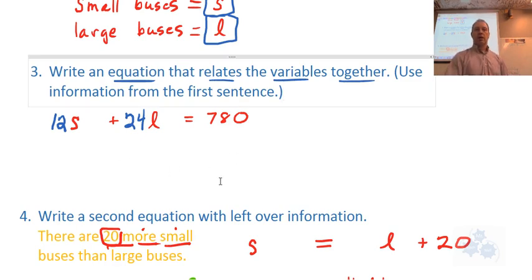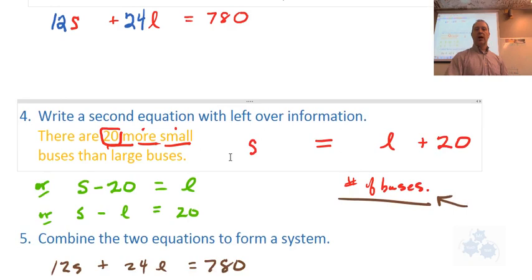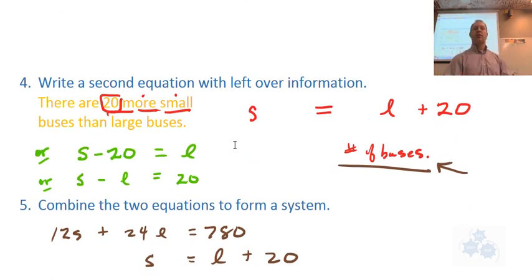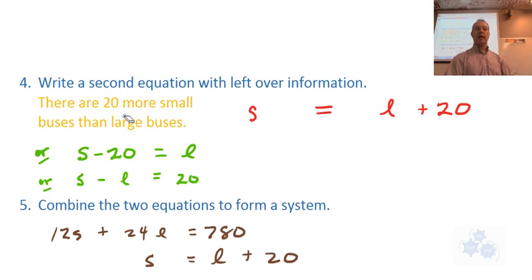All right. Okay, so the second equation comes from the leftover information. The second part of the question usually talks about the second equation. There are 20 more small buses than large buses. Okay, so I went over this in the previous page with you. If we need to make an equation relating small buses and large buses, you could do it a number of different ways, okay? But this is what I usually teach. This is how I start it.